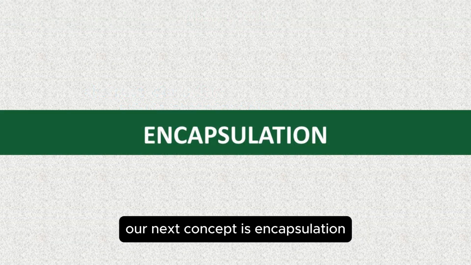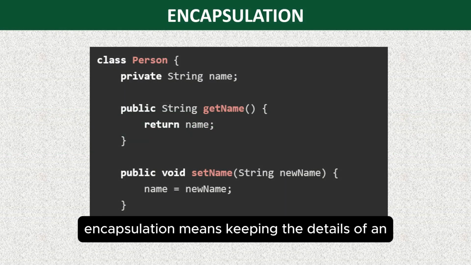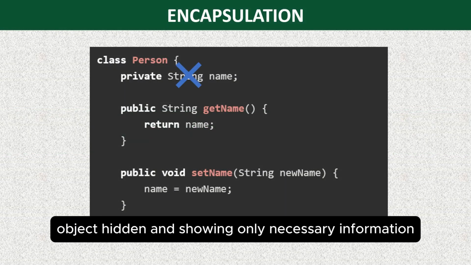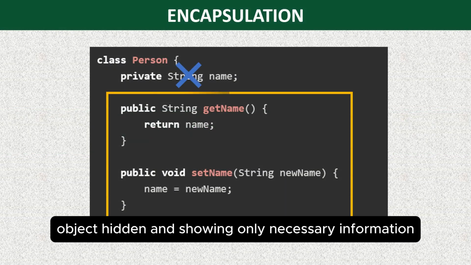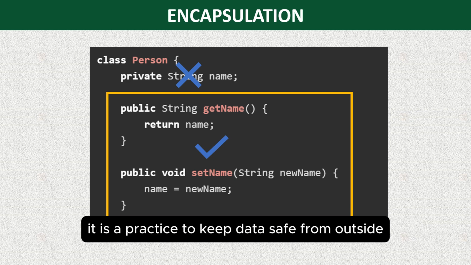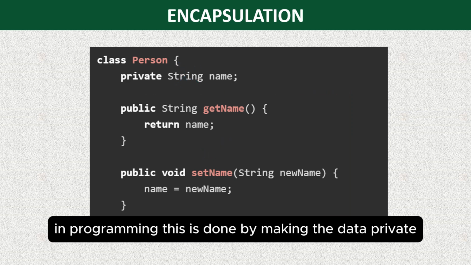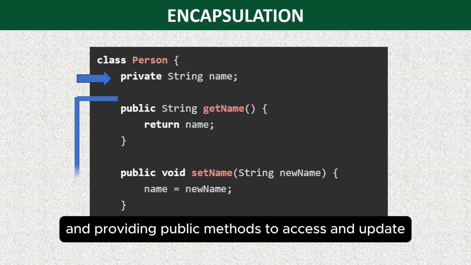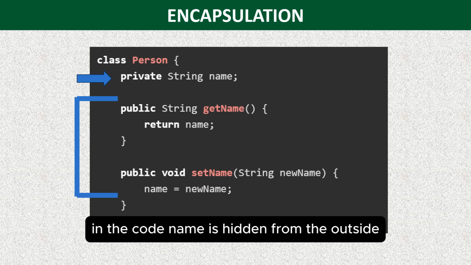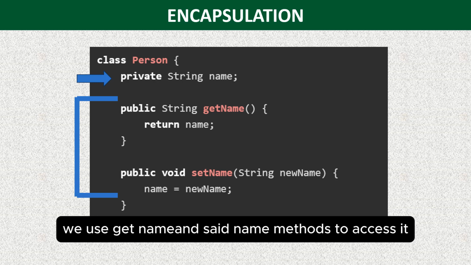Our next concept is encapsulation. Encapsulation means keeping the details of an object hidden and showing only necessary information. It is a practice to keep data safe from outside interference and misuse. In programming, this is done by making the data private and providing public methods to access and update the data. In the code, name is hidden from the outside. We use getName and setName methods to access it.